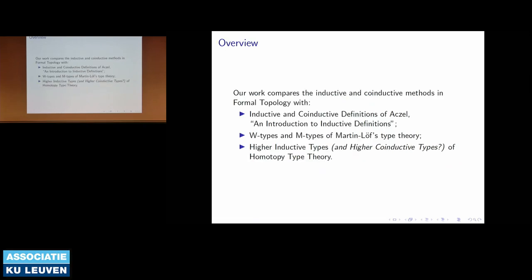So, in our work, we want to compare the so-called inductive and co-inductive methods of formal topology with other well-known established schemes for induction and co-induction. In particular, with inductive and co-inductive definitions in the sense of Aczel, with well-founded trees and non-well-founded trees in Martin-Löf type theory. And we will see that also higher inductive types will appear. And maybe higher co-inductive types, I don't know. This will be a question to the audience.